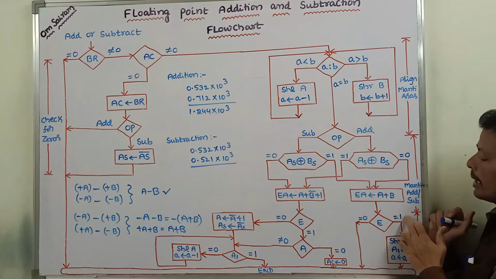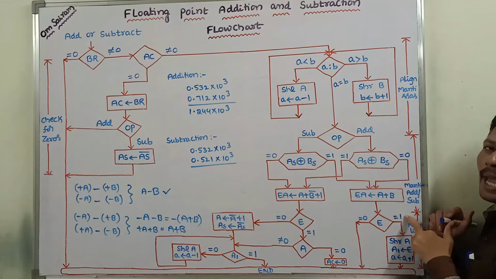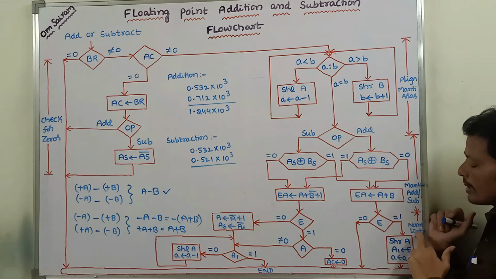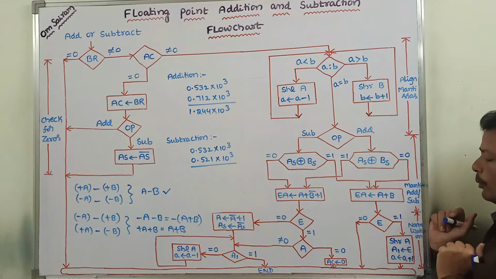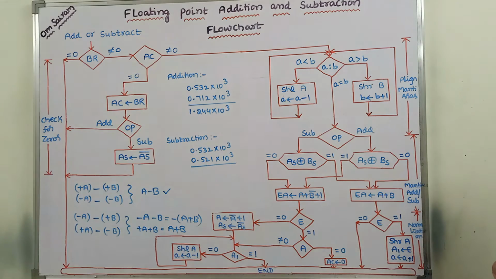Suppose E value is equal to 1. That means a carry is generated. What steps do we have to follow? These 3 steps we have to follow. First one is shift right A. We are shifting the content of the mantissa of the first floating point number. Then whatever the E value is, that E value can be transferred to A1. A1 is the most significant bit of the mantissa of the first floating point number. Then we are incrementing the exponent of the first floating point number.